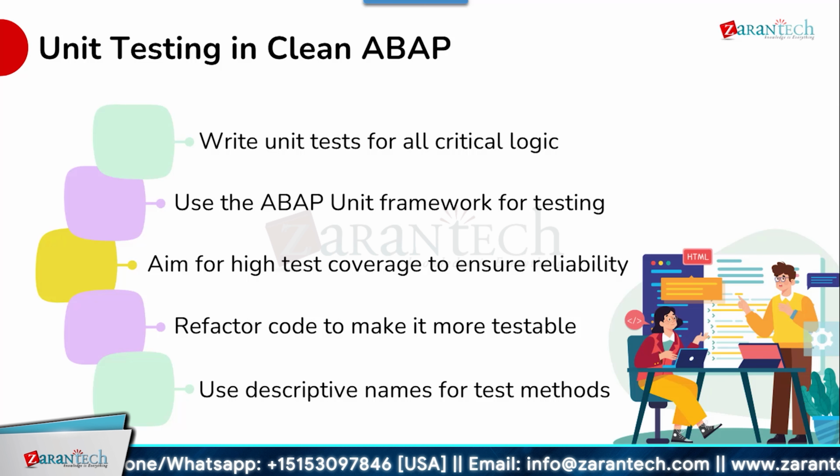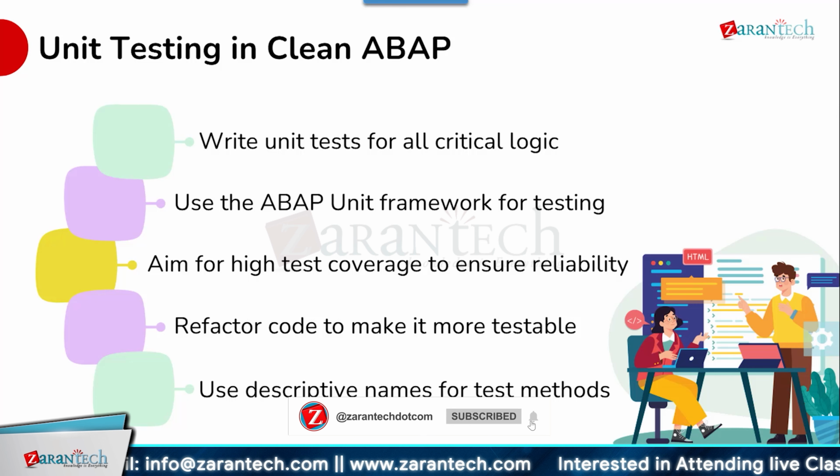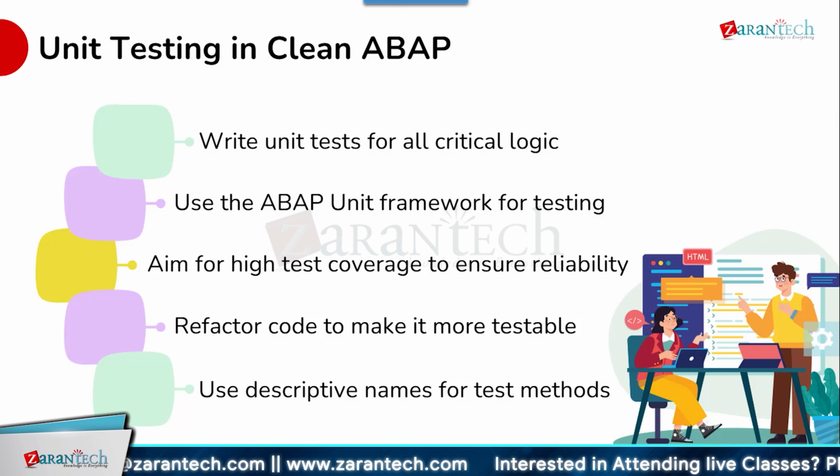For instance, instead of naming a test method test1, name it something like test calculate discount for high value customer. This clarity makes it easier for you and your team to understand the purpose of each test.